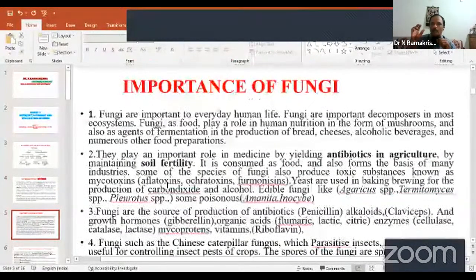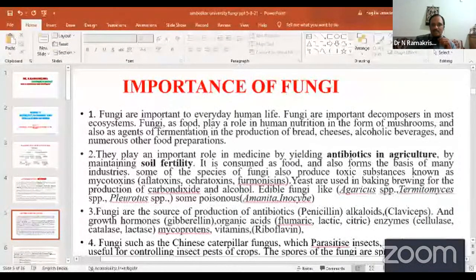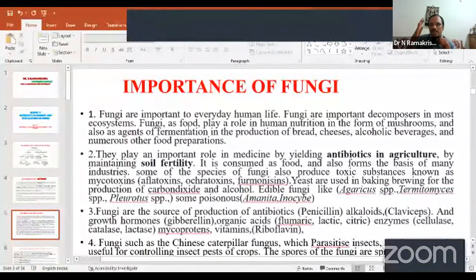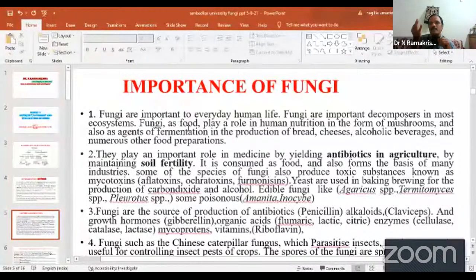This is a little introduction about fungus. Now let's see the importance of fungus. The fungus is important in our human life. Why? Because they are used in different industries, like medical industries, alcoholic and beverage industries, and for fermentation purposes. They play an important role in medicine through antibiotics, and in agriculture by maintaining soil fertility. It is consumed as food and also forms the basis of many industries.